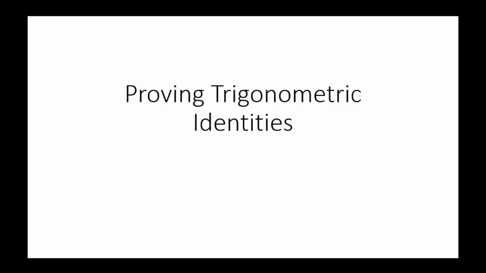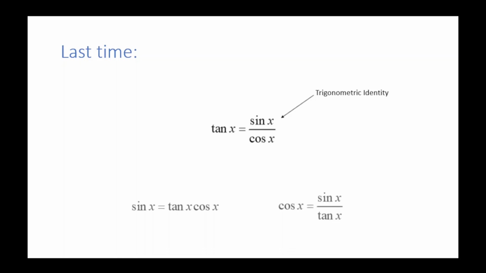In this lesson, you will learn how to prove trigonometric identities. Last time, you learned that tan x is equal to sine x over cos x. We refer to this equation as a trigonometric identity. This identity can be represented in these two other forms.